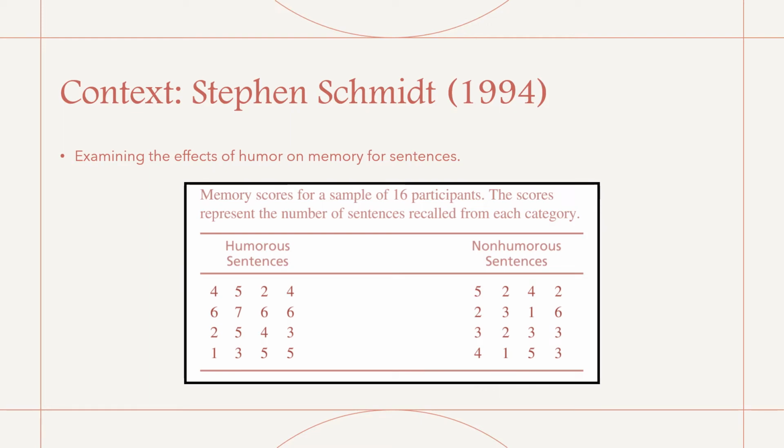He collected the number of sentences recalled for the first set, which was the humorous set of sentences, and he collected the number of sentences recalled for the second set, the non-humorous sentences, and this was the data that was got. If you have a look at it, you will be able to see that for the first set the number of sentences recalled was 4, 5, 2, 4, 6, 7, 6, 6, 2, 5, 4, 3, 1, 3, 5, 5. And for non-humorous sentences, you can look at it too. So this is the data.